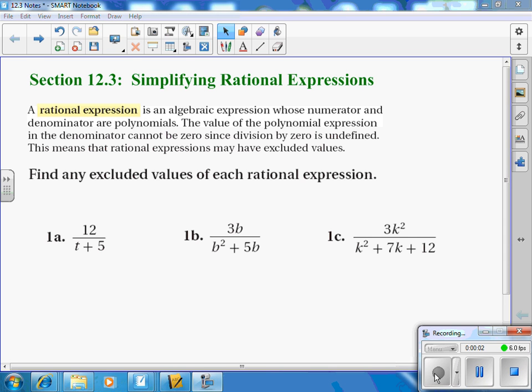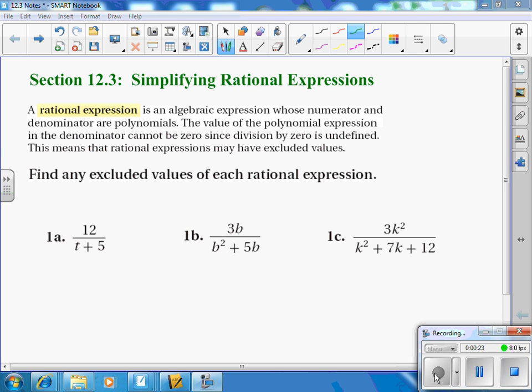Alright, in 12.3, we're going to talk about simplifying our rational expressions. And this is where it really starts to get fun and why we needed to know factoring before we could do any of this stuff. So a rational expression is an algebraic expression, that means no equal sign, whose numerator and denominator are both polynomials.